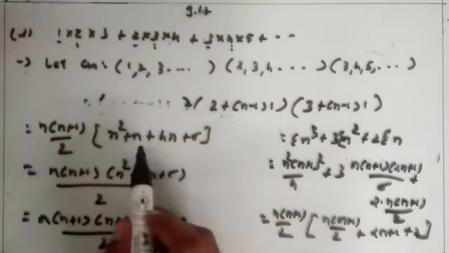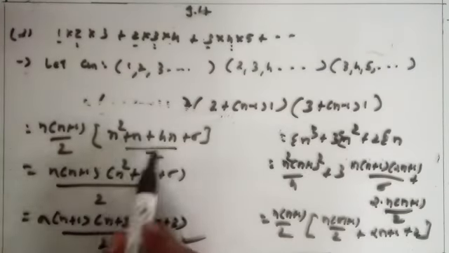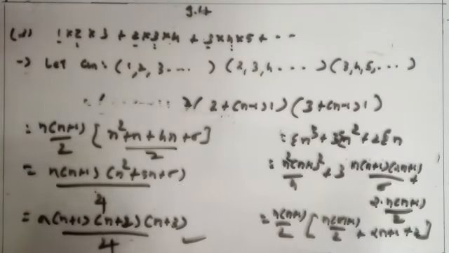Here, upon 2 given, so 2 into 2 becomes 4. So here, 4. Clear? This is the final answer. Now question number 3.